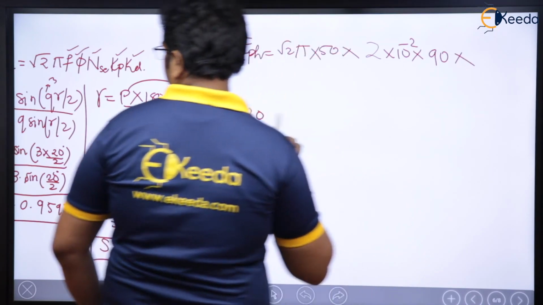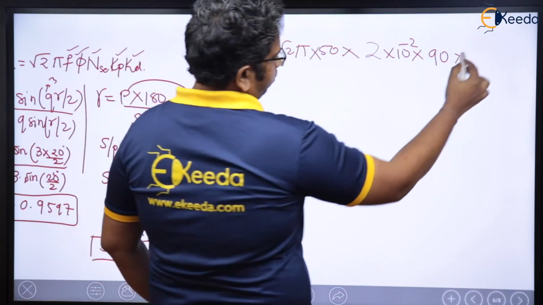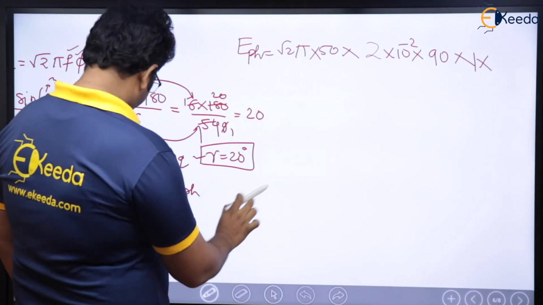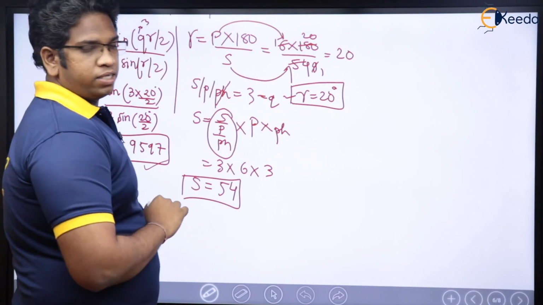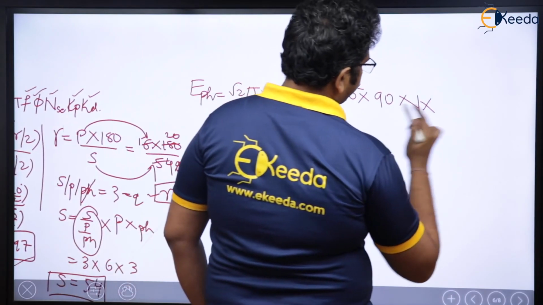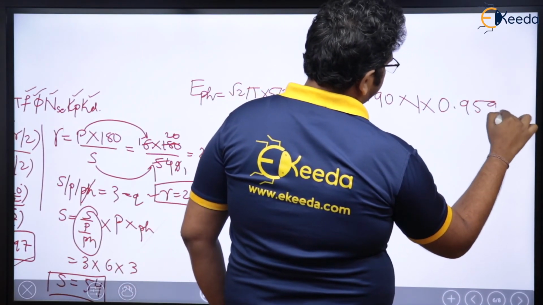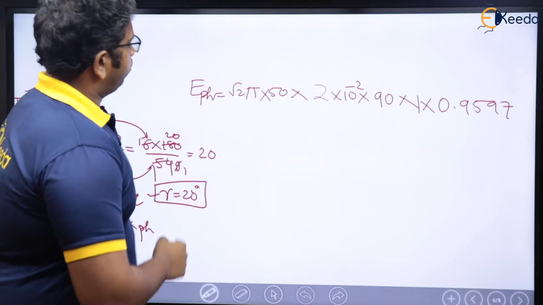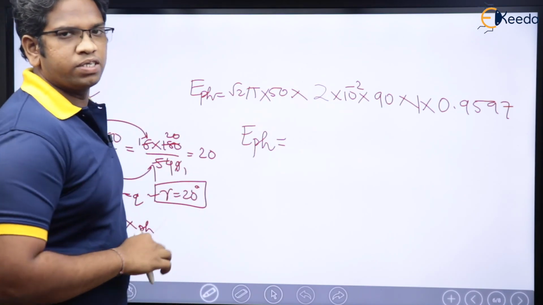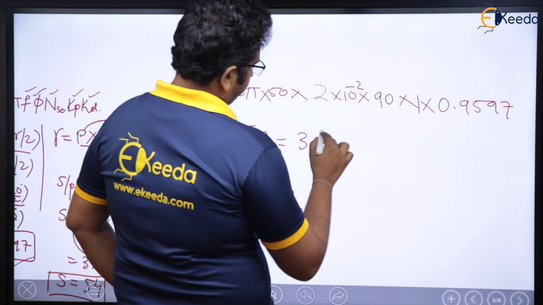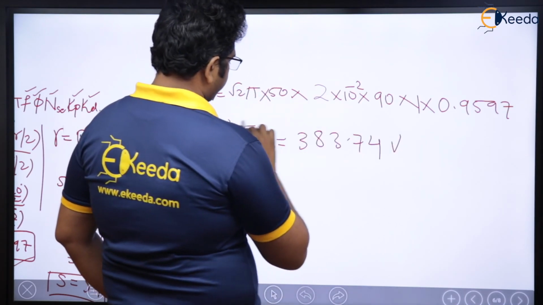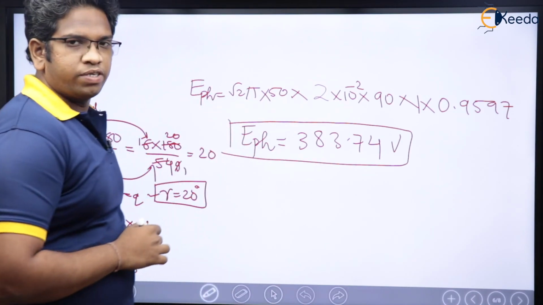After 90, what is there? K_p. How much is K_p? We are assuming it to be 1. K_p is 1. What about K_d, sir? K_d, just now we found, is going to be 0.9597. Just substituting the values and solving this, what we get is E phase, which is going to be 383.74 volts. This is phase voltage.